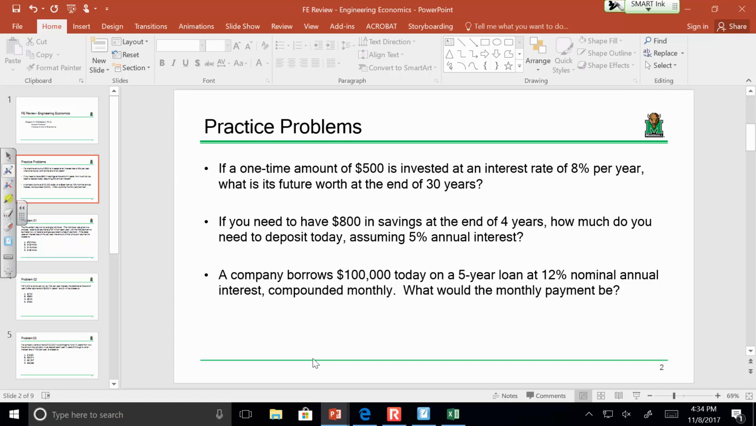So a company borrows 100 grand today on a 5-year loan at 12% interest, but it's compounded monthly. So if I take 1% interest for 60 periods, I'm computing my monthly payment. What is that? Is that P? Is that F? What is that? A. So I know P. I need to find A. Tell me what it is.